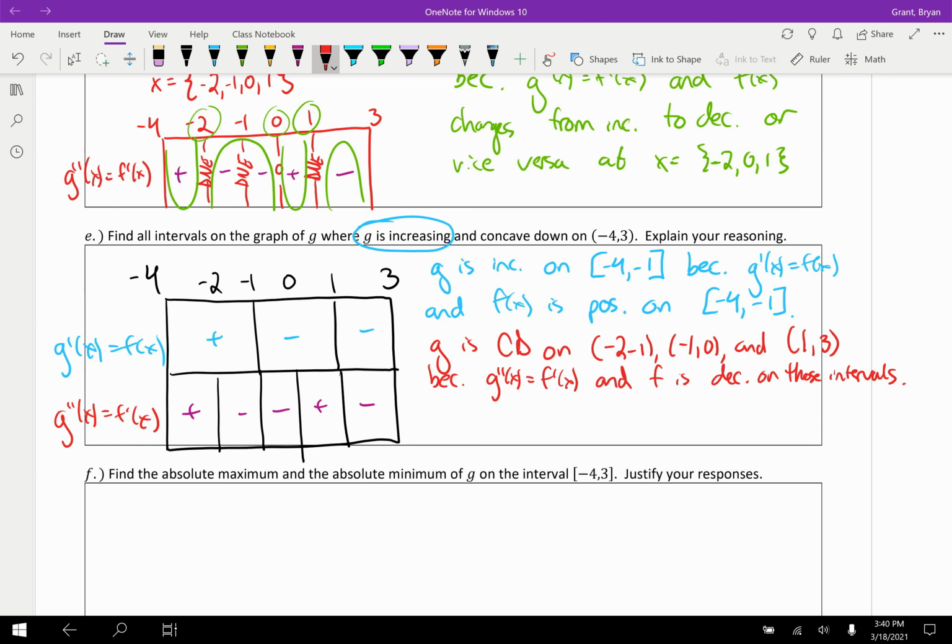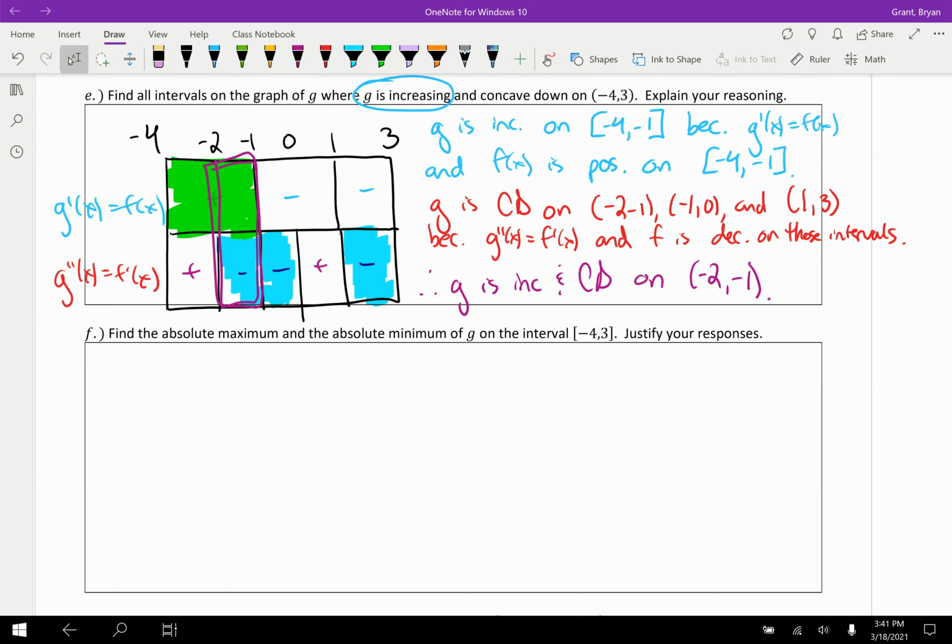Once we've justified where G is increasing and where G is concave down, the rest of this is just putting those two things together. We've already done the justifications. We just need to actually state the interval. Where is the interval? Well, increasing is this whole guy, and concave down are these and this. I think the only overlap is this space right here, isn't it, from -2 to -1? So we'd say something like, therefore, G is increasing and concave down on -2 to -1. Easy. We did the justifications earlier, then we just need one sentence to finish it off.